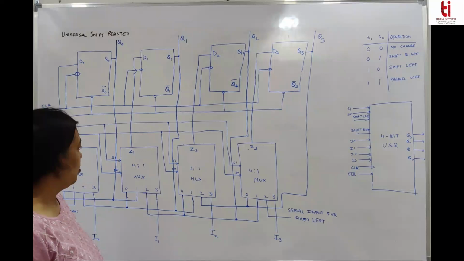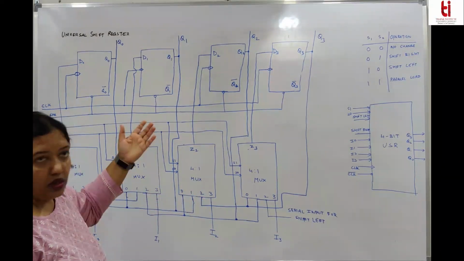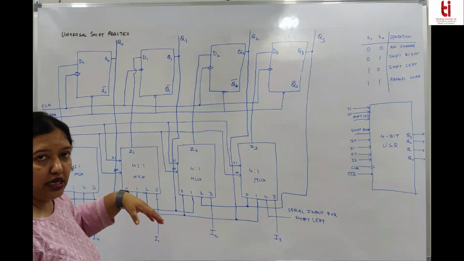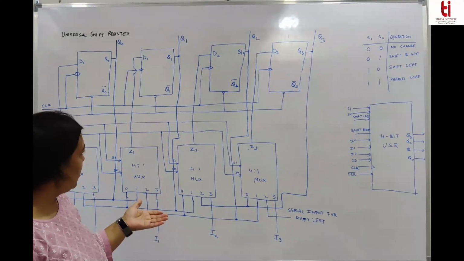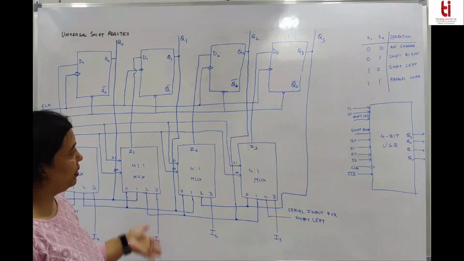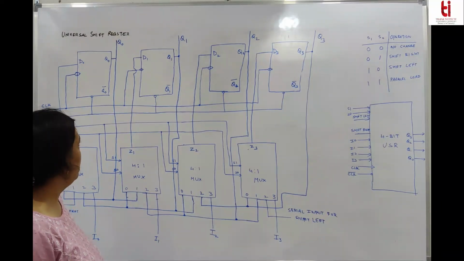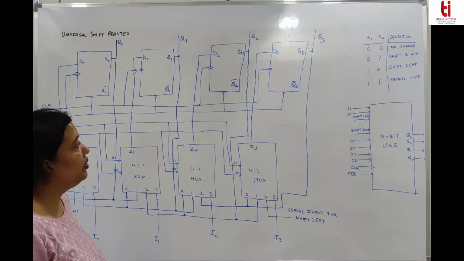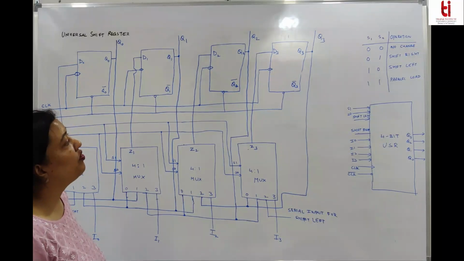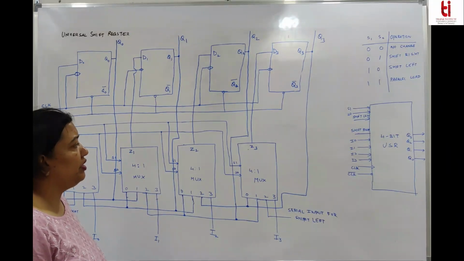Parallel in, parallel out. Serial in, serial out. Serial in, parallel out. Parallel in, serial out. So basically you can perform all sorts of functions on this. So this was a universal shift register which is being used wherever you want to perform these 4 operations. 0, 0, and you can design your own.